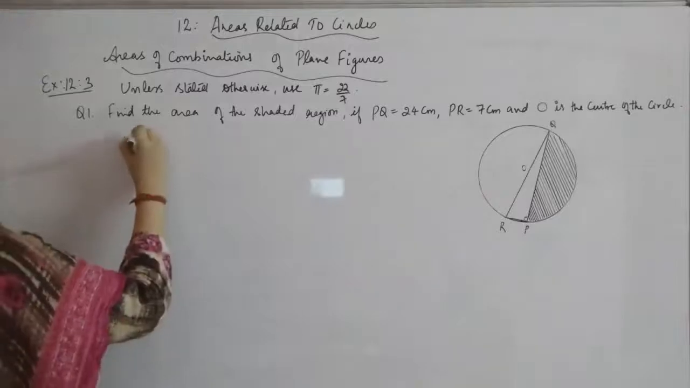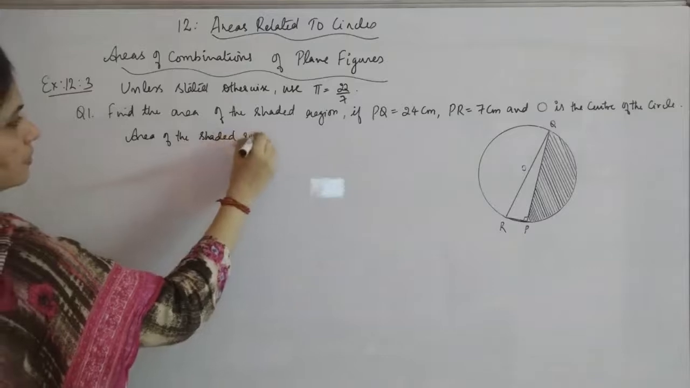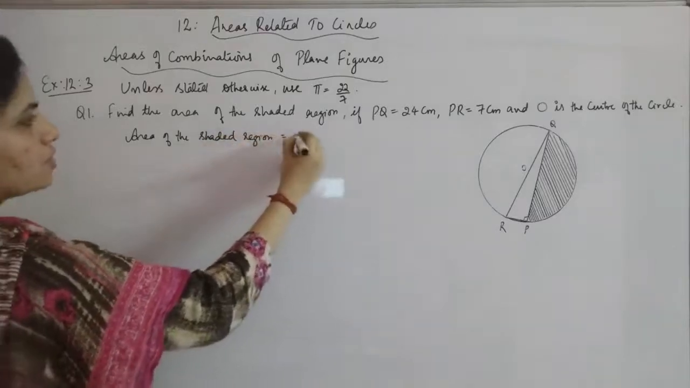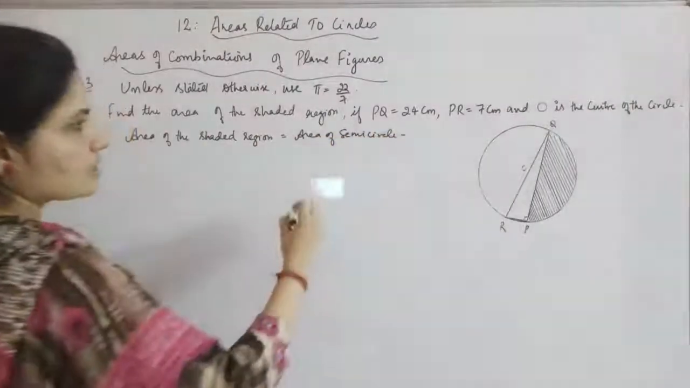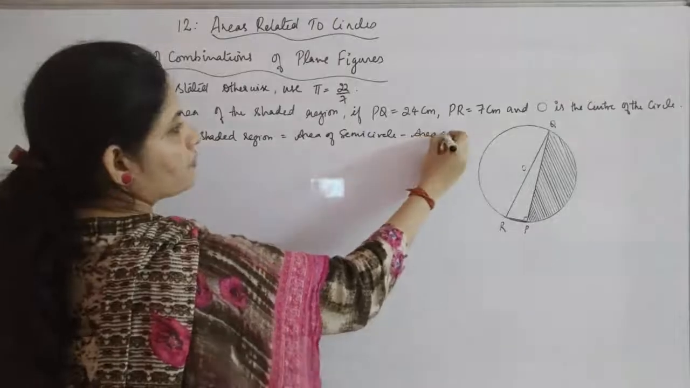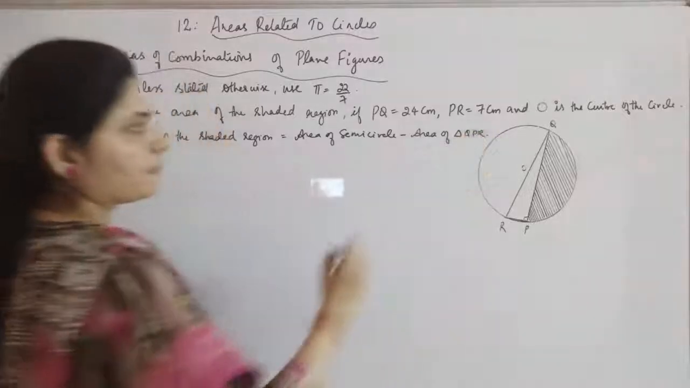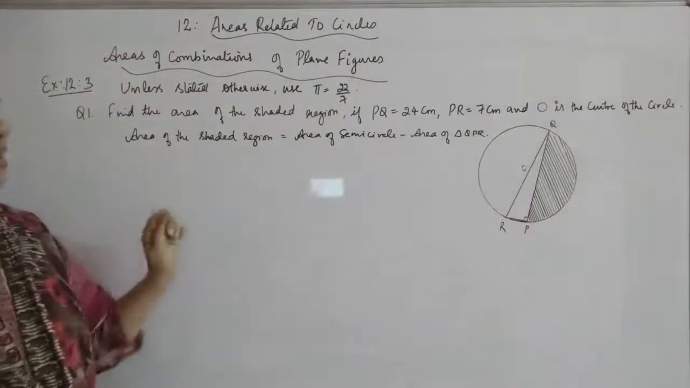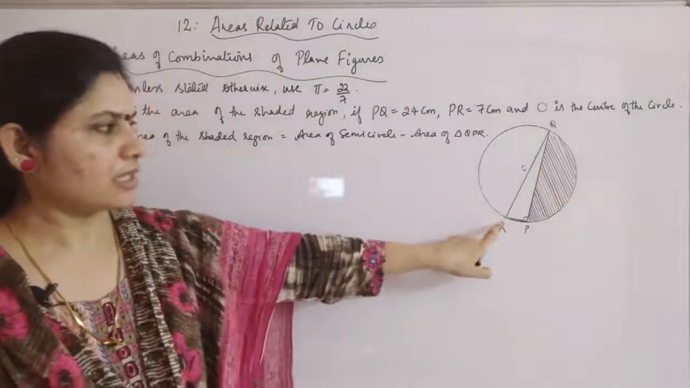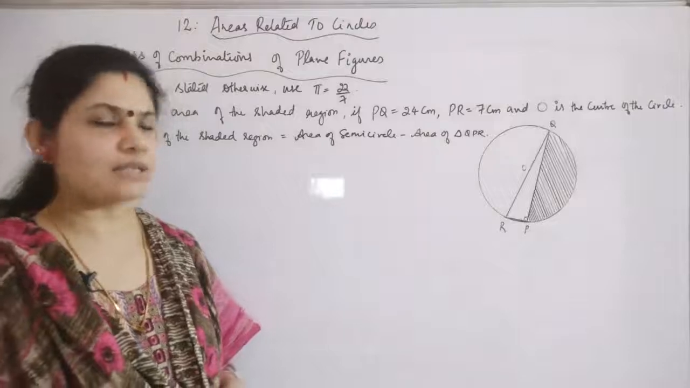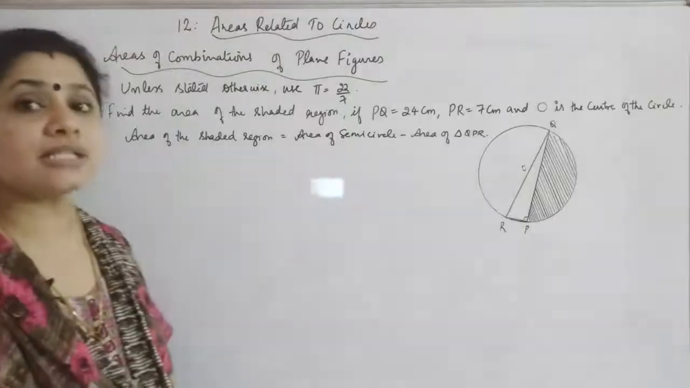Okay, area of the shaded region is equal to area of the semicircle minus area of the triangle, which is the triangle QPR. Okay. So first let's see what is given. PQ is given as 24, this length you know and this length also you know. That means it is a right angle triangle. Why is it a right angle triangle? Because this angle QPR is an angle inscribed in a semicircle.